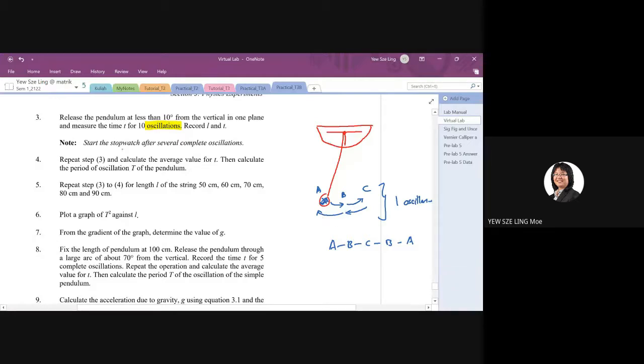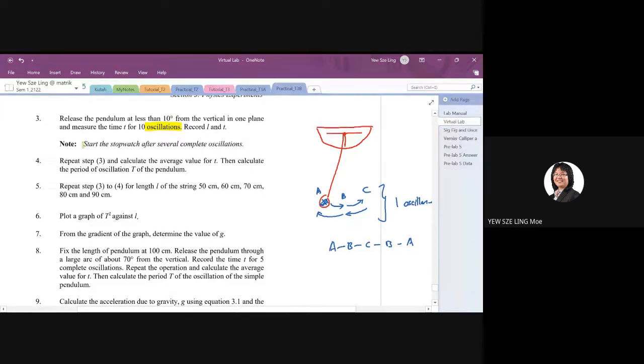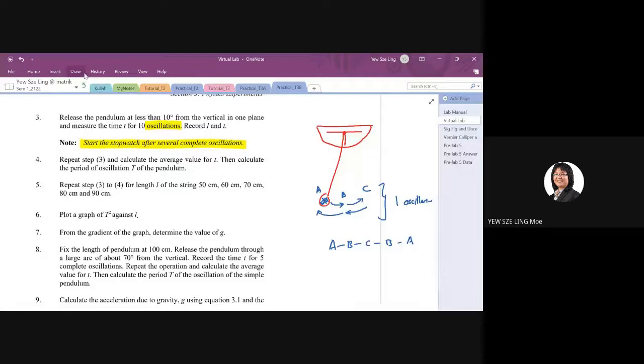But if you read the lab manual again, what does it tell you? It tells you to start the stopwatch after several complete oscillations. Why? Because the moment you release it, the first 2 or 3 oscillations are not smooth yet. It's still adjusting its speed, still trying to speed up from 0 from the moment that you release it. So don't record the time. Don't start your stopwatch right after you release the pendulum bob. You start your stopwatch after it oscillates maybe 2 or 3 cycles.